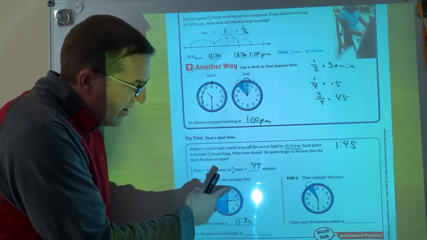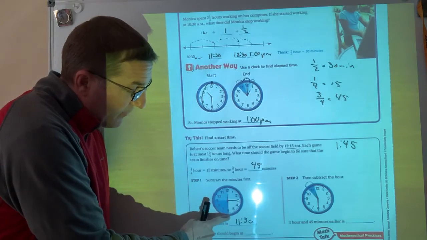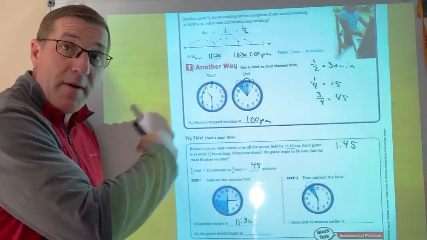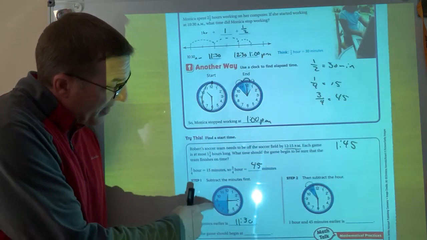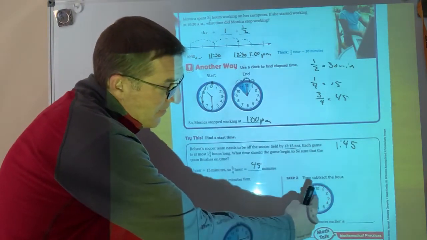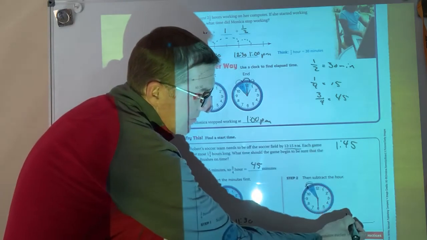I go back, I'm gonna be into the 11th hour, and then I keep going all the way till I get to 45 minutes, and that puts me at 11:30. I was at 12, went past the 12, that means I go back an hour. And then if I have to take off another hour right here, I'm gonna go from 11:30 back an hour to 10:30.